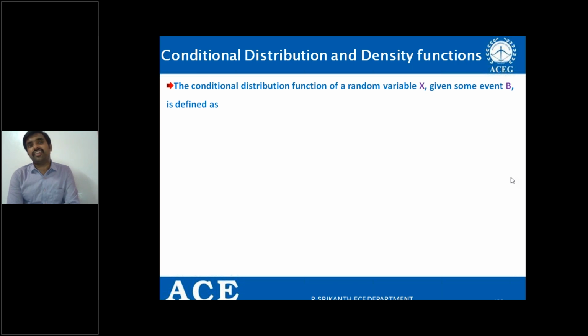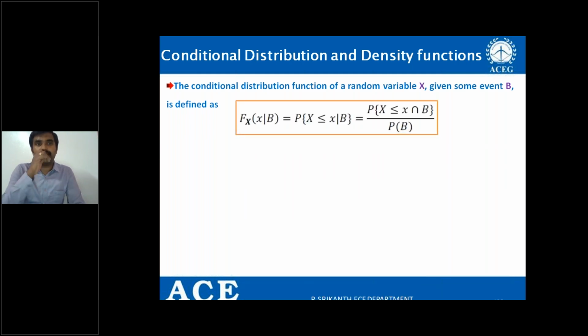Here the conditional distribution function of a random variable x given some event b is defined as follows. It is the conditional distribution function for the single random variable case. That is, F_X(x|b) = P(X ≤ x | b) = P(X ≤ x ∩ b) / P(b). This is the formula derived in the case of a single random variable in the very first chapter of your subject PTSP. For any event b with non-zero probability, this relation is valid.